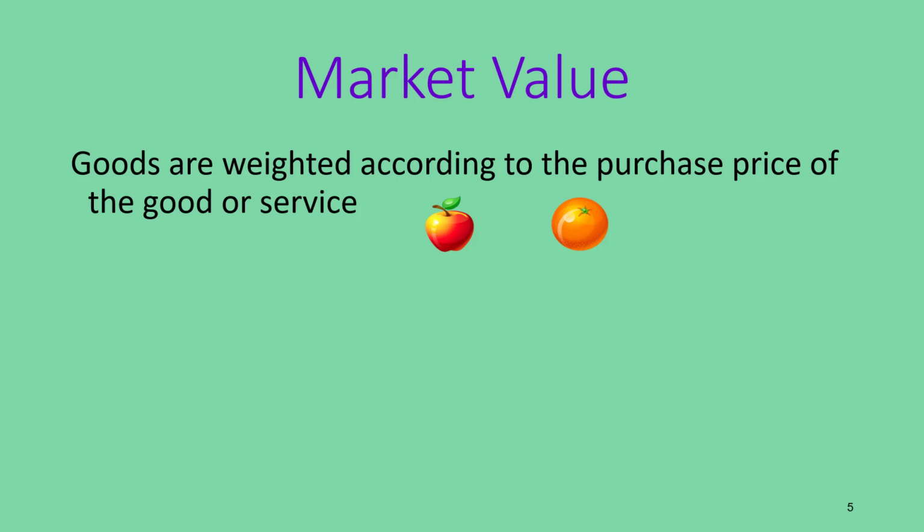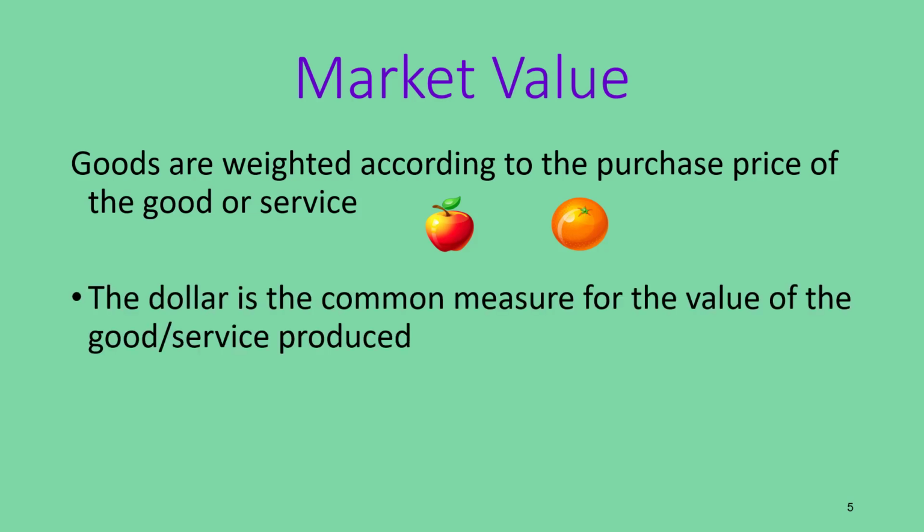So again, goods are weighted according to the purchase price of that good or service. A common expression is, how do you compare apples and oranges, right? Well, the way that we do it in economics is we use a common denominator, which in our currency is the dollar, or the purchasing price of that good or service produced. The dollar is the common measure for the value of the good or service produced, and that's how we compare all these different goods when we're talking about how they contribute to GDP.